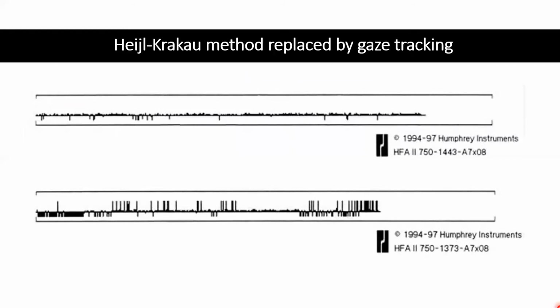Also, the Heijl-Krakau method was replaced by gaze tracking. In the original fixation control method, the stimuli are displayed repeatedly on the place of the presumed blind spot. But just if the patient moves his head a bit, these stimuli may fall outside the region of interest. And so the fixation control is not precise anymore. So in this new program, this method was replaced by gaze tracking, and you can check it at the bottom of the printout.